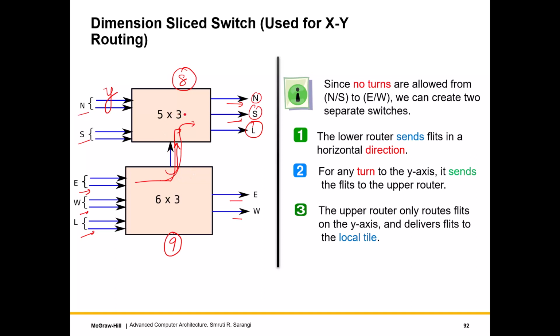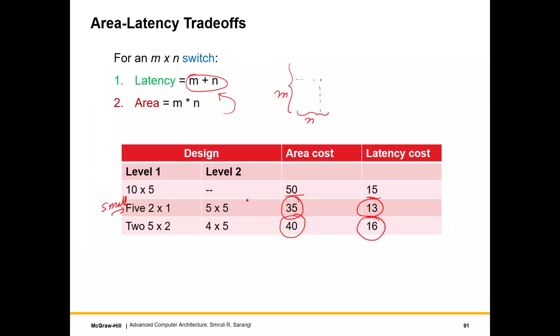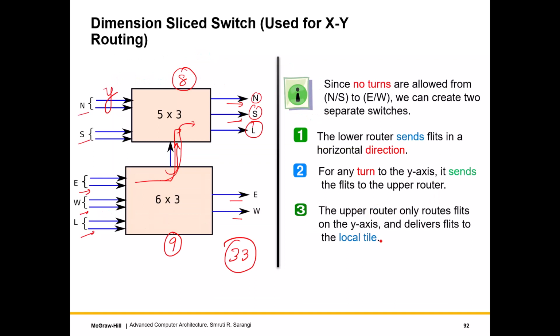And if I look at the area, this would be 15 and this would be 18, so the area cost would also be 33, which, if you just look at the previous figure, is a much smaller number. I repeat, 33 is a much smaller number than these numbers, 35, 40, 50, etc. And of course, the latency cost, which in most cases is 8 or 9, again, is a much smaller number.